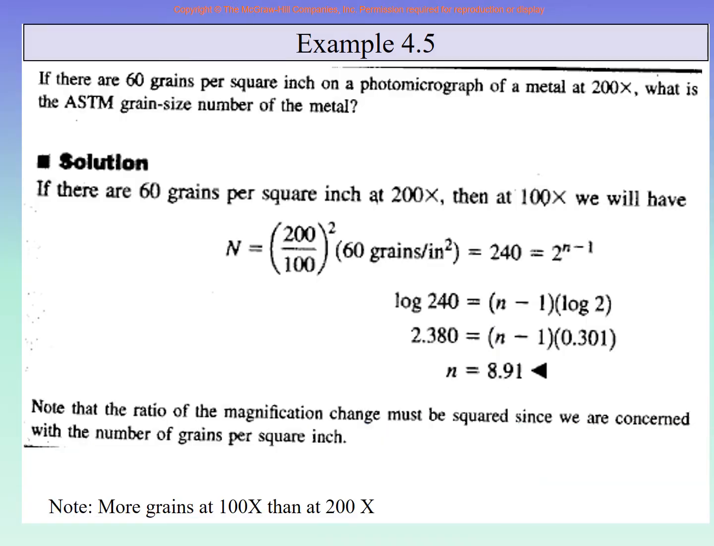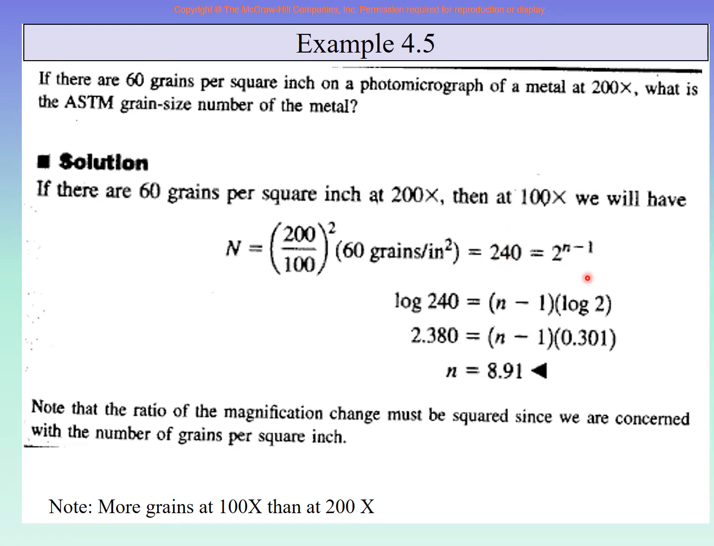Let us see. The thing is that your equation is 2 raised to n, right? So it is a power of 2. Therefore, you take the ratio 200 by 100, that we will see more, but you square it and then use it. Because the equation is capital N is equal to 2 raised to n minus 1, so it is a power of 2. Therefore, you don't take simply the magnification ratio 200 by 100, but you square it and then use it. That is the only trick. 200 by 100 squared, multiply. So you see that capital N is equal to 240.